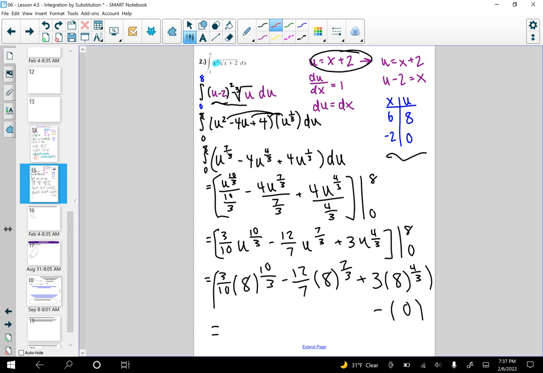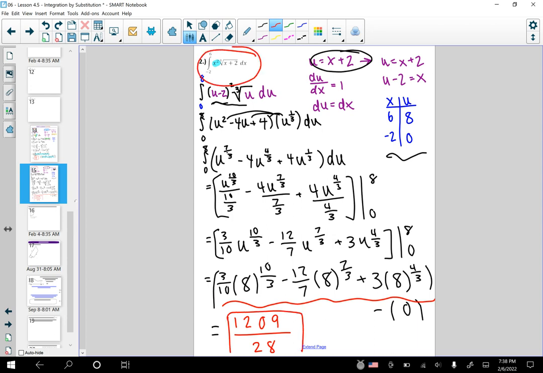Okay, folks, I'm just going to tell you here once you crunch that nice big long number, you get this lovely 1,209 over 28. Yeesh. And remember, that's the area under that curve from -2 to 6.